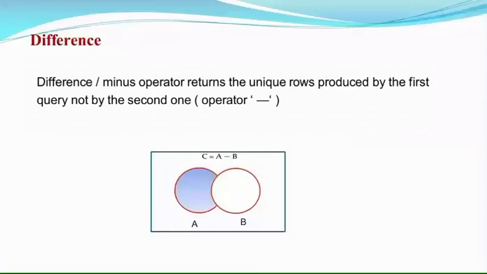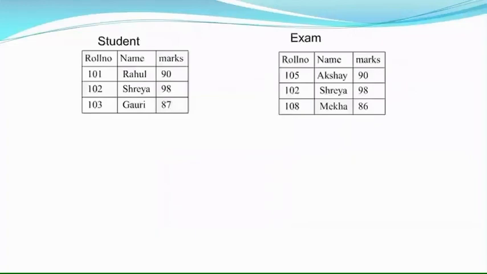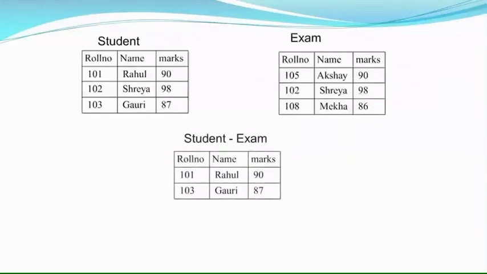Now we can check with one example. In this table, student minus exam. Here the output will be like this. That is, it returns only those rows which are present in the student table but not present in the exam table. So it will display the details of 101 and 103. This 102 is present in both the tables, so it will be removed from the output table.